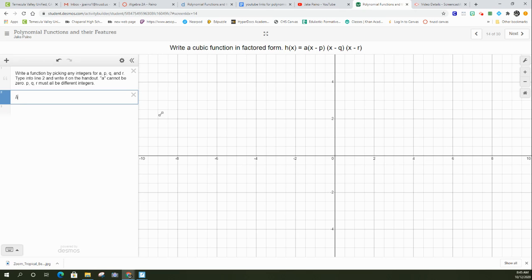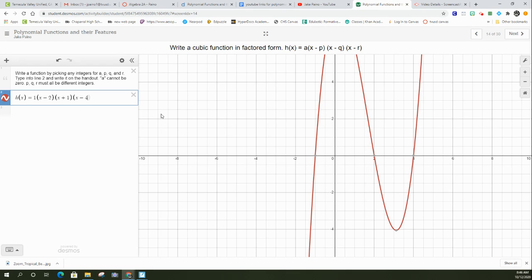All right, so if I go h of x equals, let's make a 1, and we'll go x minus 2, x plus 1, and x minus 4. All right, so there's my graph.